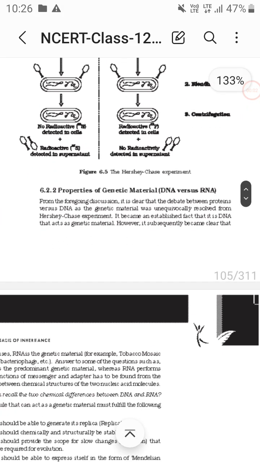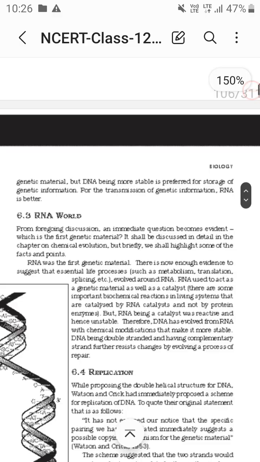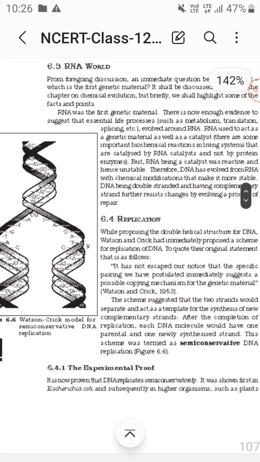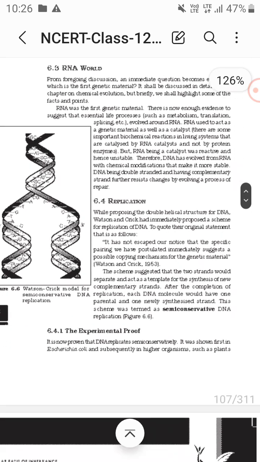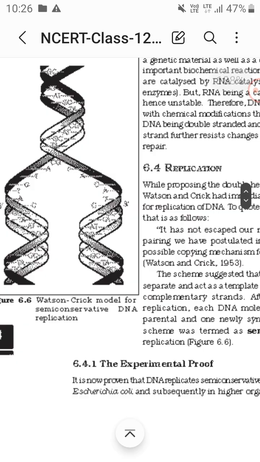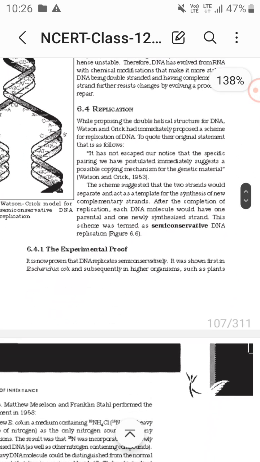Okay, so the properties of genetic material. DNA versus RNA: both act as genetic material, but DNA is the dominant one. In the RNA world, before DNA, RNA was the first genetic material. There is the Watson-Crick model for semi-conservative DNA replication.